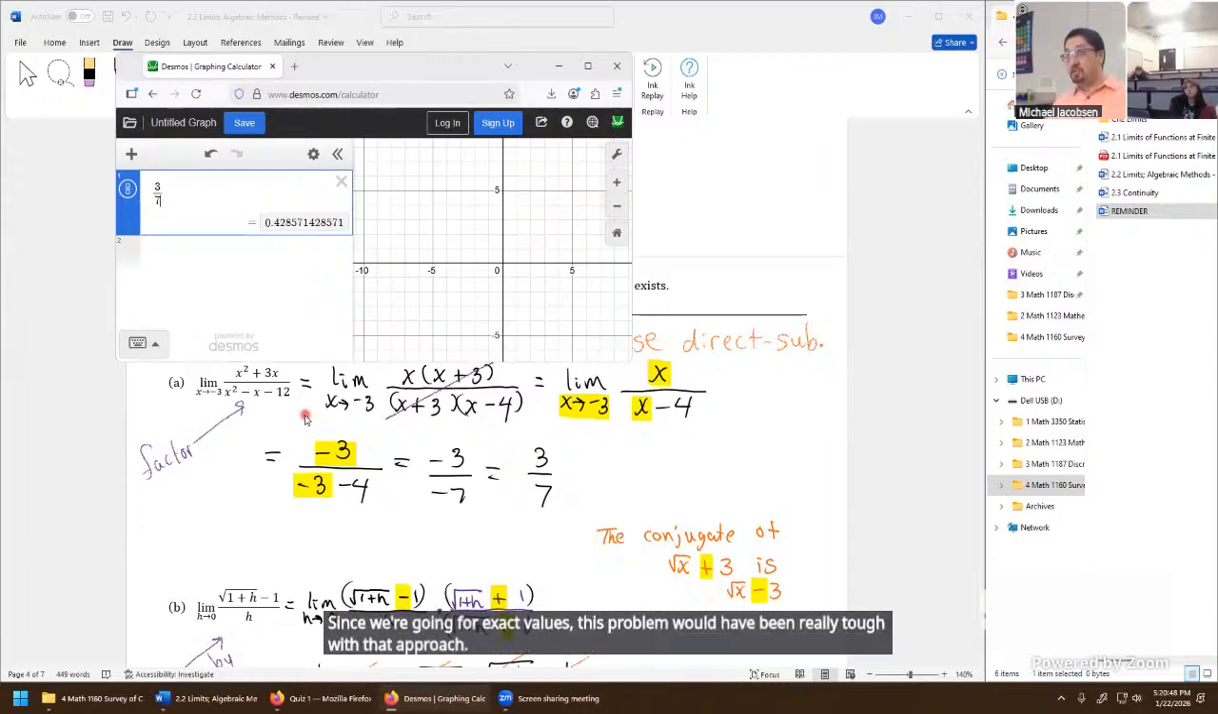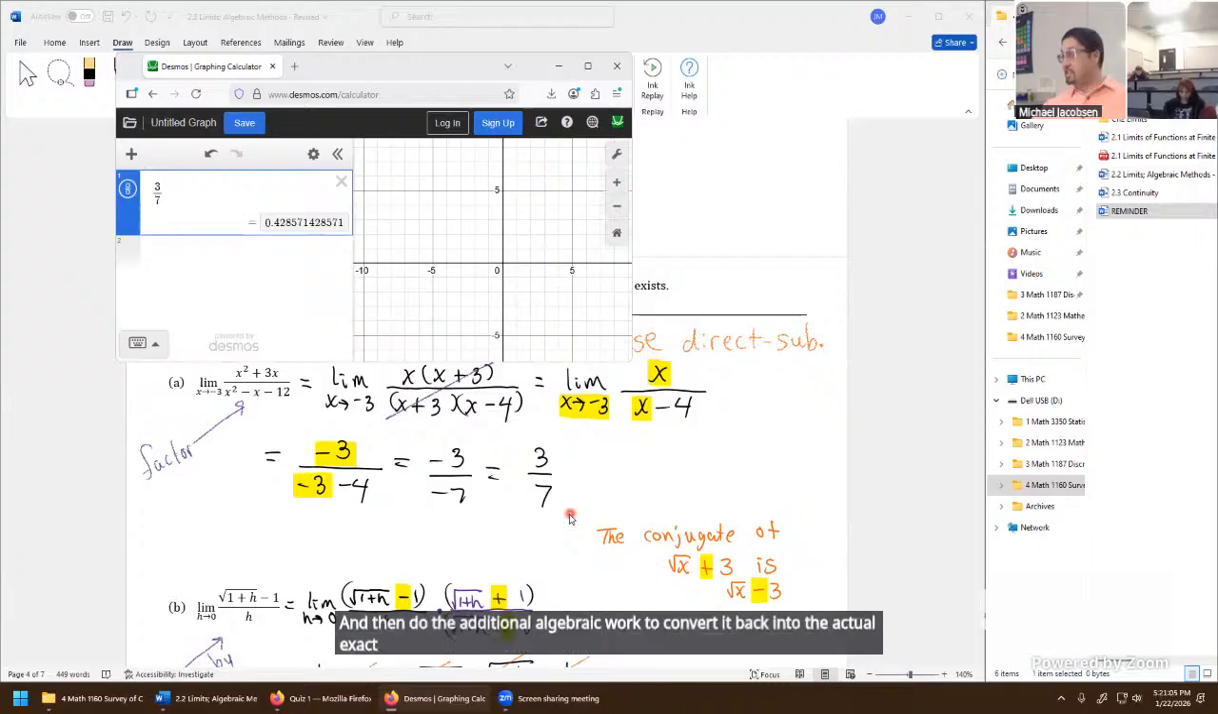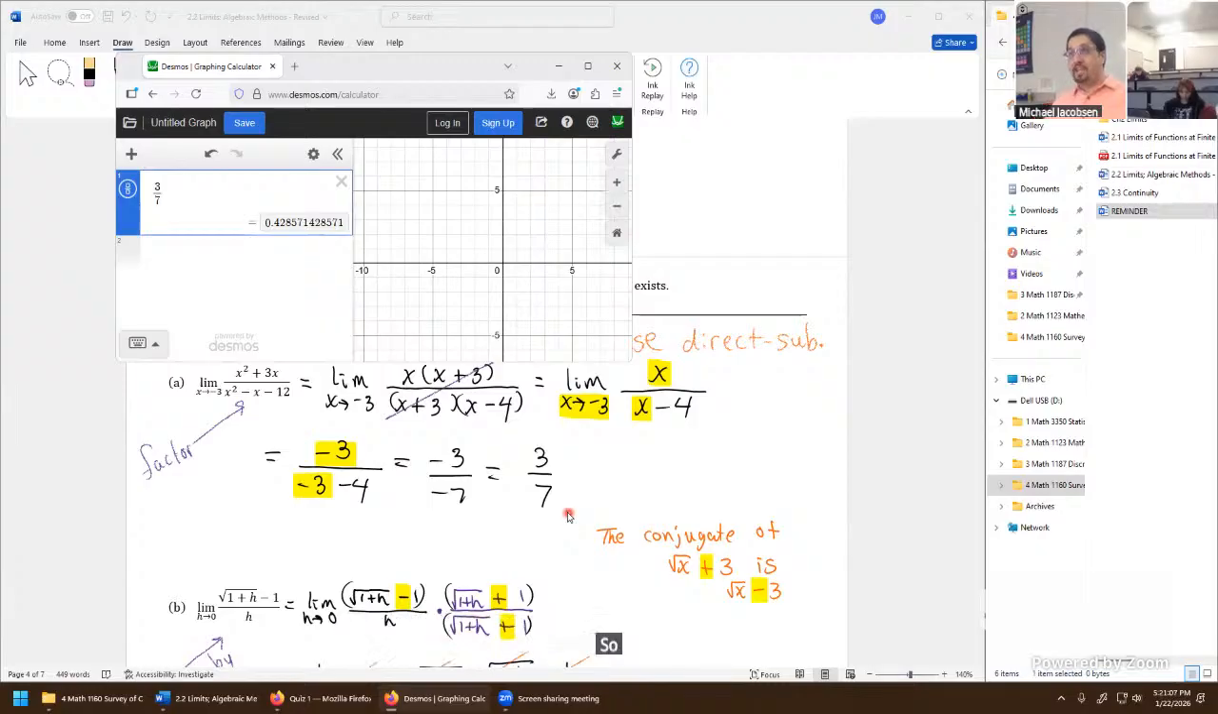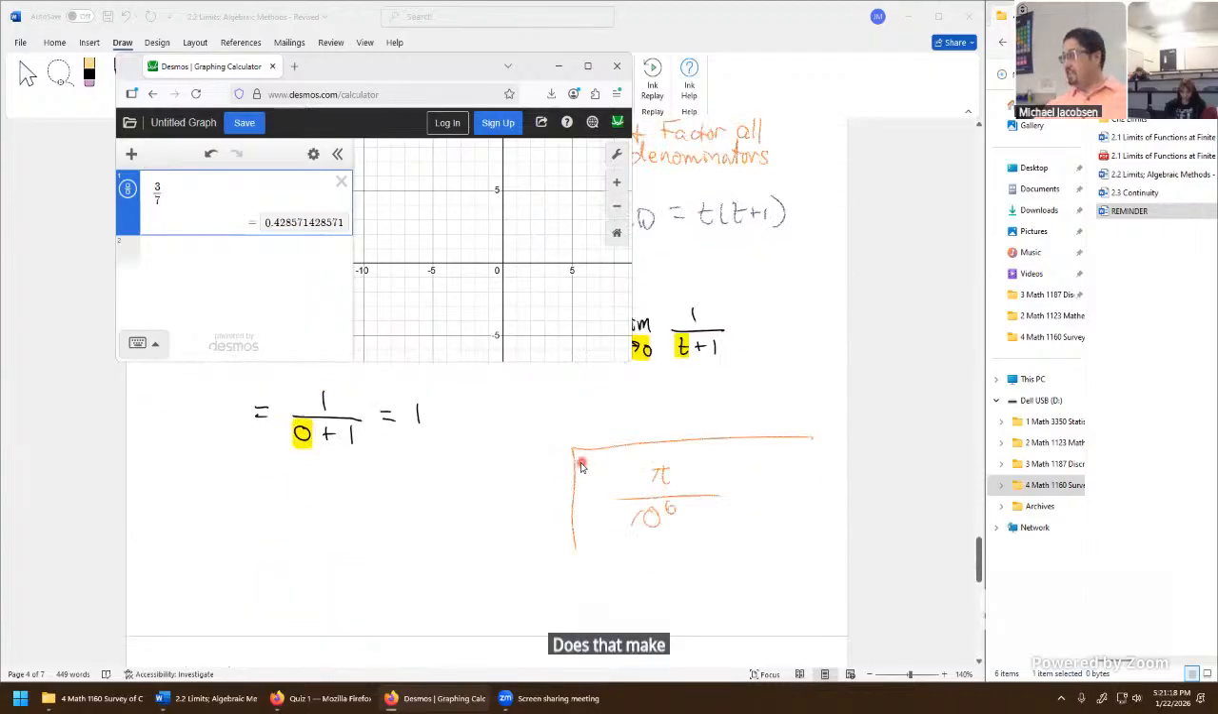But you're right, we could get pretty dang good approximate values, but I would not know when to stop getting closer and closer to -3. So I would have enough values on this decimal expansion and then do the additional algebraic work to convert it back into the actual exact fraction 3/7. So sometimes it's a quick technique, but in general, usually algebraically, quick factorization and cancellation is the better way to go. Does that make sense with that question there?